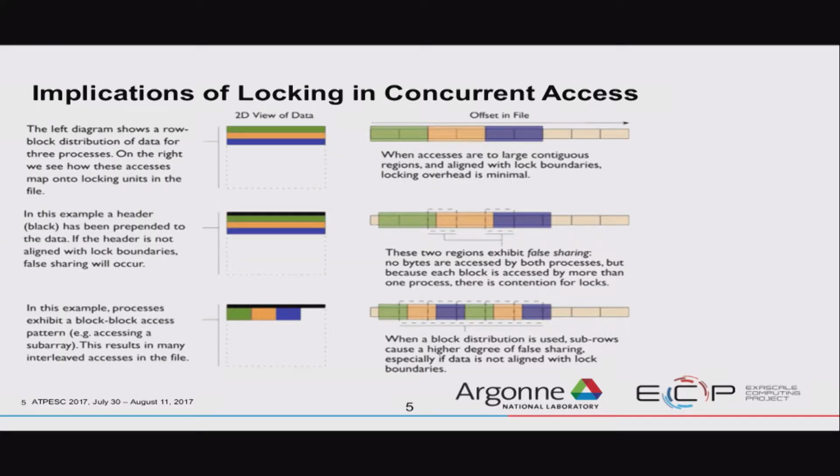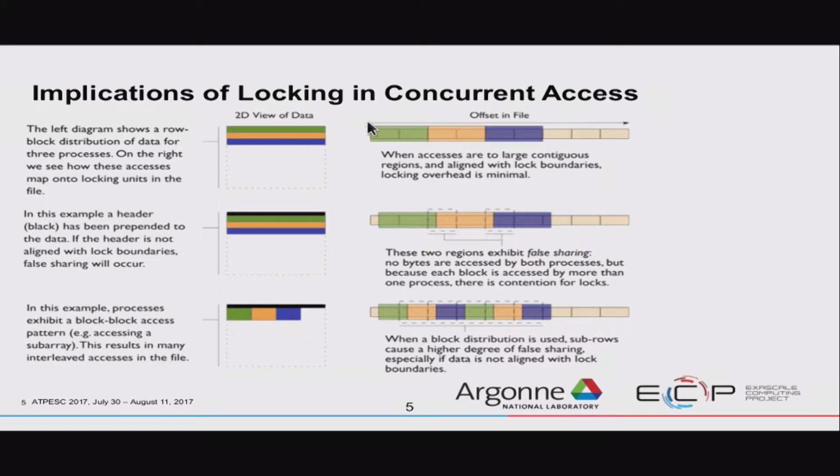So what does that mean in terms of your data layout? We've got 3 examples of how data might be distributed within a file. So one option is that you have kind of chunks of data that are big, multiple megabytes. They're perfectly aligned with the layout in the file system.